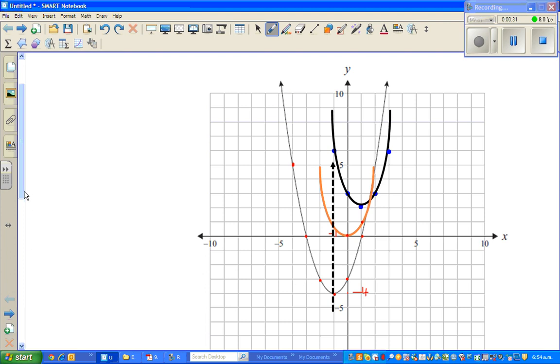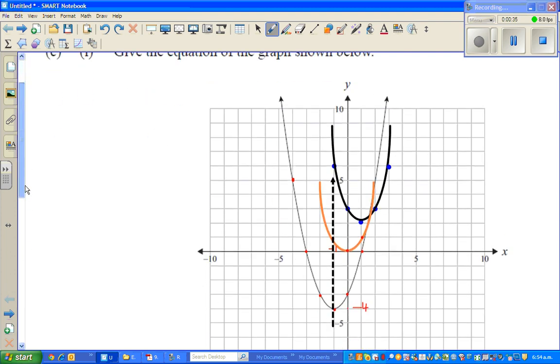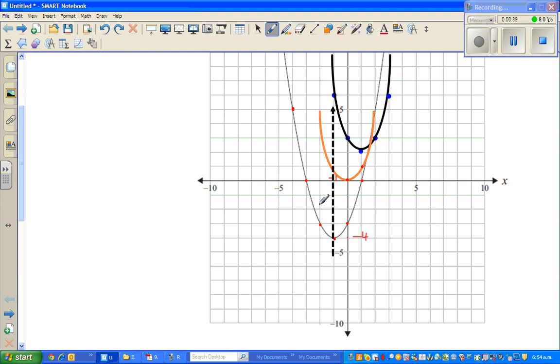Now the question was to write the equation of this parabola. The best way to write the equation of a parabola is to look at the vertex. So the vertex is negative 1, negative 4. We are presuming that this is the transformation of the basic parabola y is equal to x squared. The vertex has moved 1 to the left and 4 down. As it has moved to the left, we write (x plus 1) the whole squared, minus 4.